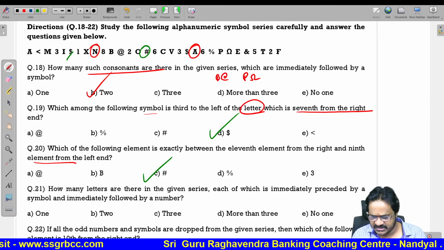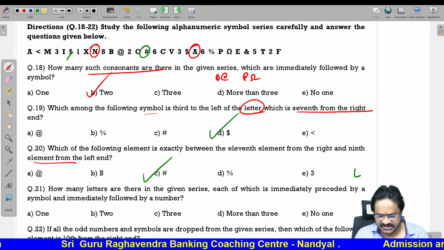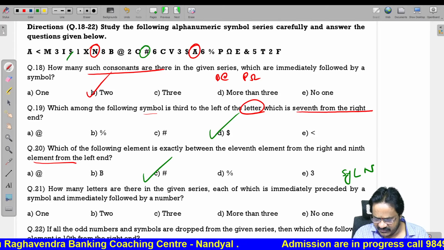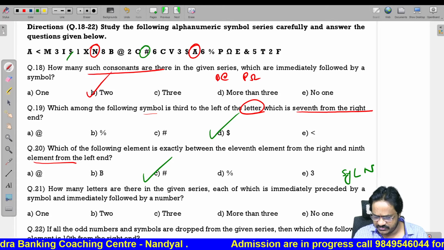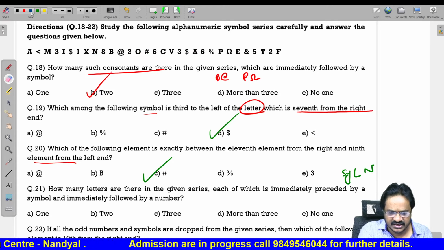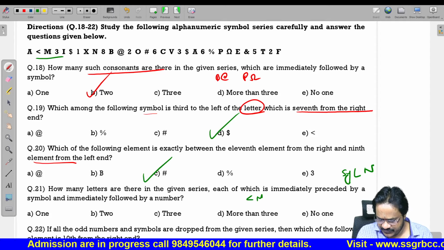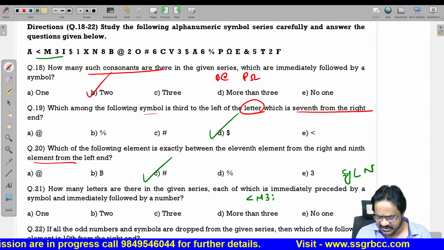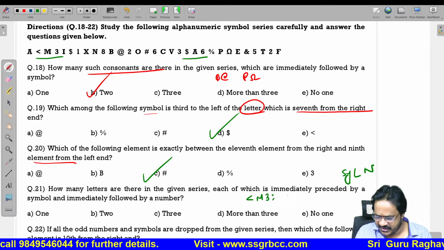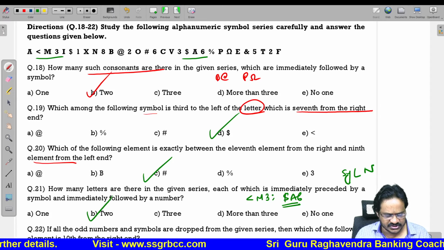How many letters are there in the given series? How many letters means letters which are immediately preceded by a symbol and immediately followed by a number. So there should be symbol, letter, number. Symbol, letter, number. So we can take this one. See, less than M3, symbol, letter, number. Then we are having $A6, symbol, letter, number. So only 2 things we are getting.